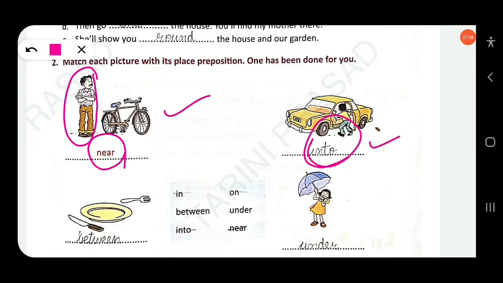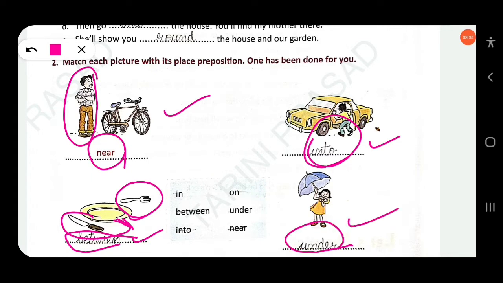Then next, just look at the picture. Here the plate is between a knife and a spoon. So what is the position of the plate? Between. So you have to write between. Then next, the girl is carrying an umbrella. That means she is under the umbrella. So you have to use under.